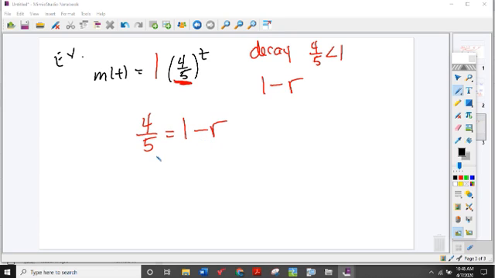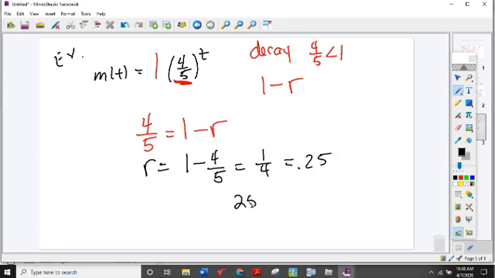So essentially what I'm going to do is rewrite this as r equals 1 minus 4/5. And what is 1 minus 4/5? So this is also 1/4 or 0.25. So this is also 25%, but in this case it's a decrease, not an increase, because 4/5 is less than 1. All right, I hope that helps.